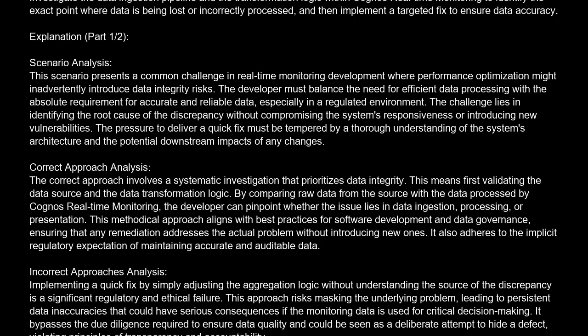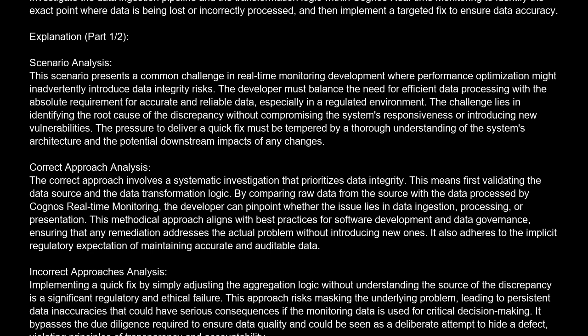The correct answer is C. Investigate the data ingestion pipeline and the transformation logic within Cognos real-time monitoring to identify the exact point where data is being lost or incorrectly processed, and then implement a targeted fix to ensure data accuracy.